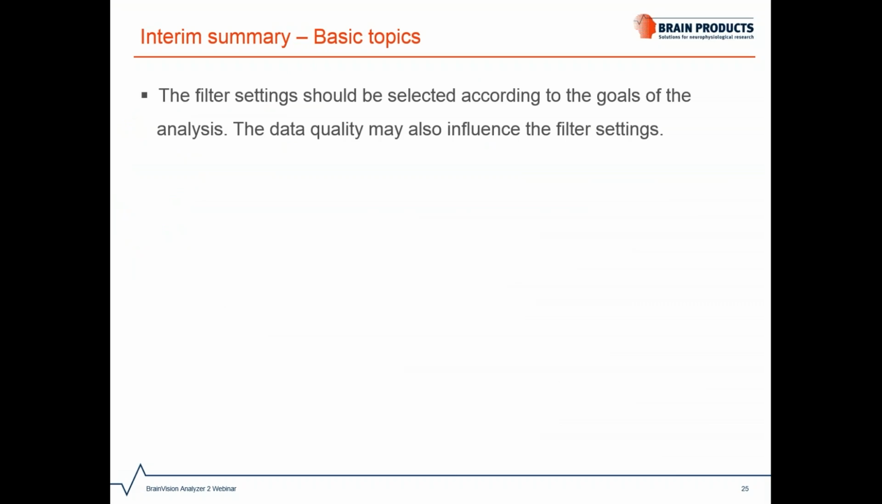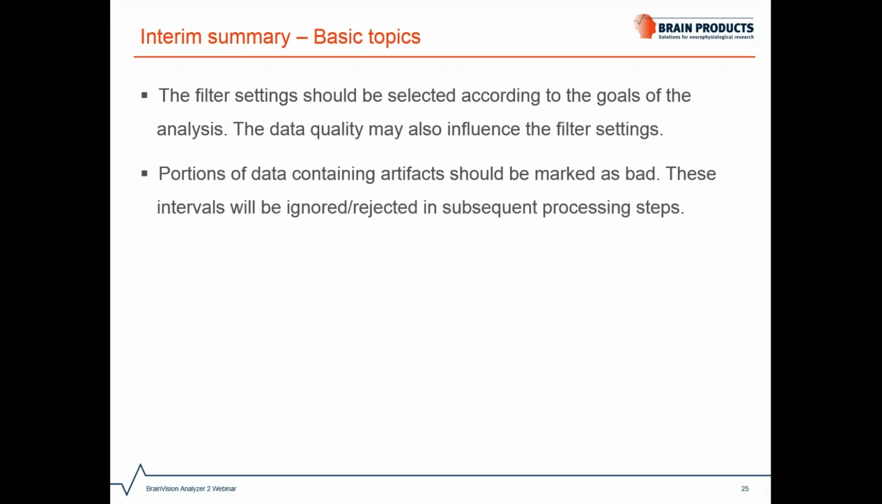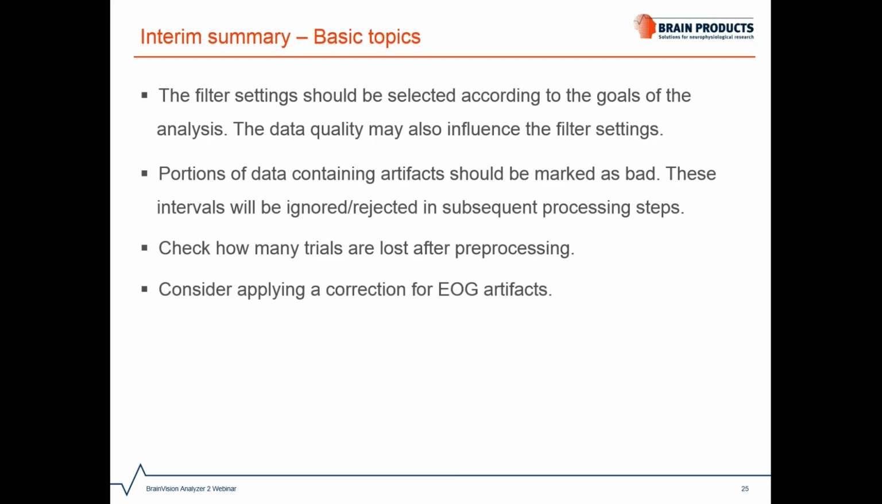So the first step was filtering. Filter settings should be selected according to the goals of the analysis, and the data quality may also influence the filter settings. Portions of data containing artifacts should be marked. These intervals will be ignored or rejected in subsequent processing steps. Check how many trials were lost after pre-processing. You can consider an ocular correction if your trial loss is due to a lot of blinks and eye movements.